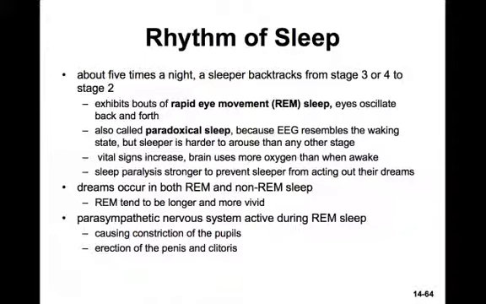It's also called paradoxical sleep because the EEG resembles the waking state, but the sleeper is harder to arouse than they are in any other stage. That's a paradox. Vital signs increase during REM sleep, and the brain uses more oxygen than it does even when it's awake, so it's very busy. Sleep paralysis becomes stronger, perhaps to prevent the sleeper from acting out their dreams.